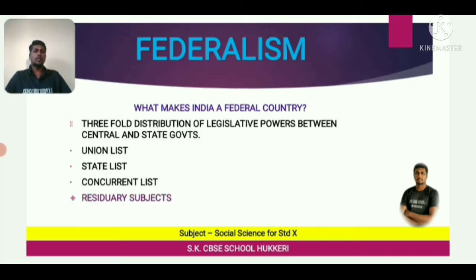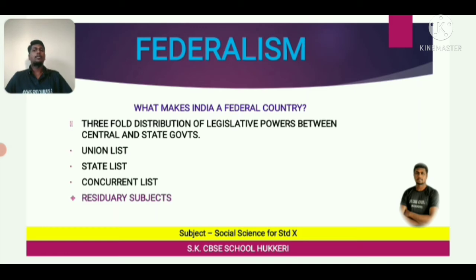The concurrent list includes subjects of common interest of both the central government as well as state governments. Then which are the important subjects in the concurrent list? Education is there in the concurrent list. Forests, trade unions, marriage, adoption and succession. These are the important subjects which are there in the concurrent list.